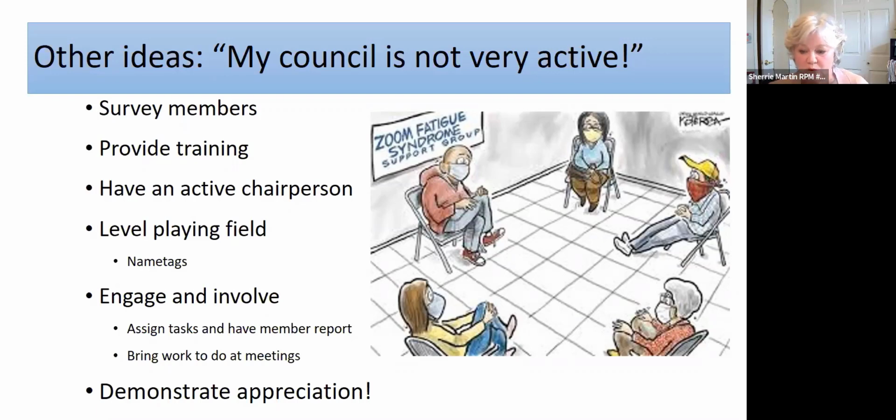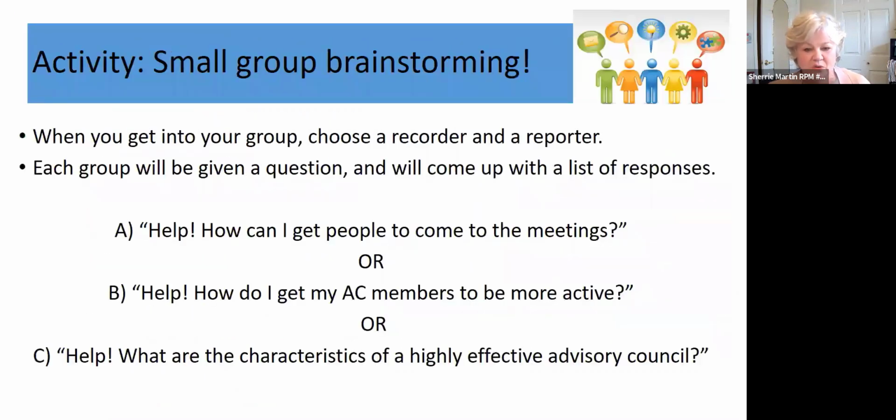So we have one more, and then we will end because we're running just a couple minutes over. So group 5 or 6, what did you come up with as characteristics of an effective advisory council?